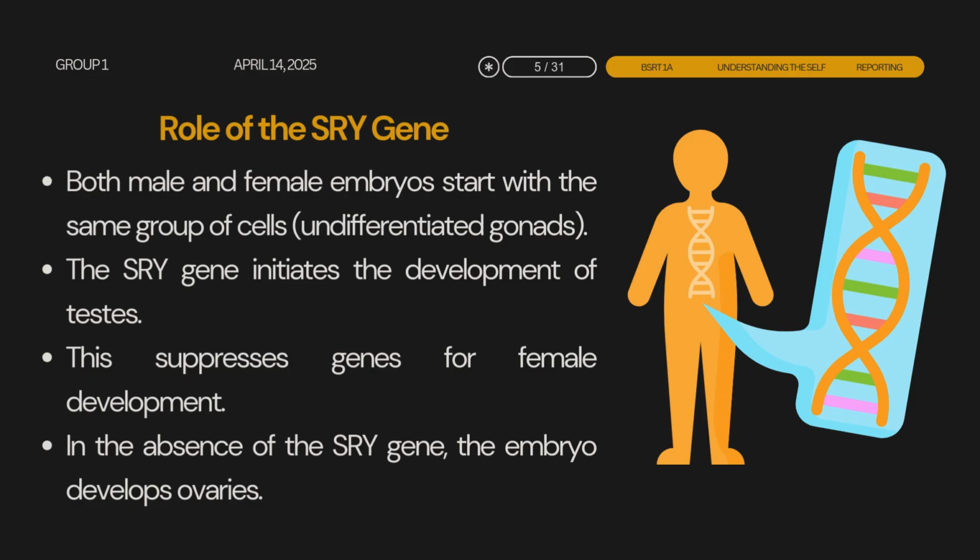The SRY gene acts like a switch. If it's present, it turns on the process that causes undifferentiated gonads to become testes, which then produce hormones that guide male sexual development. If the SRY gene is not present, as in typical female development, the gonads become ovaries, and the body follows the pathway for female development.